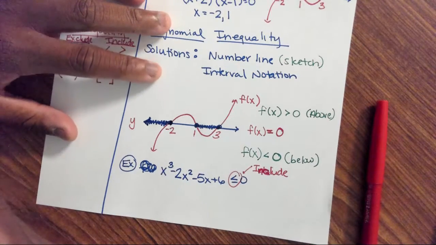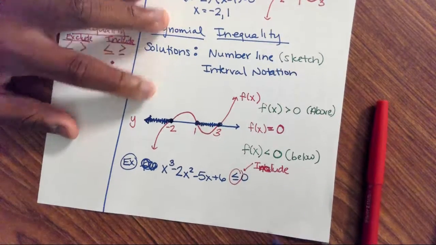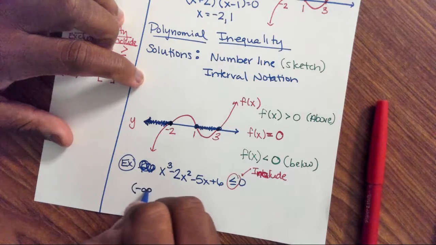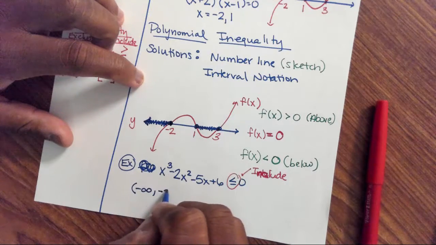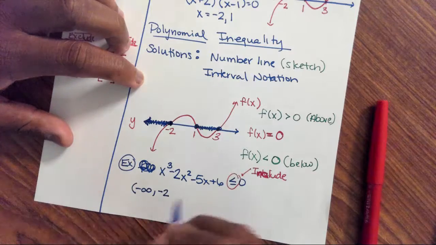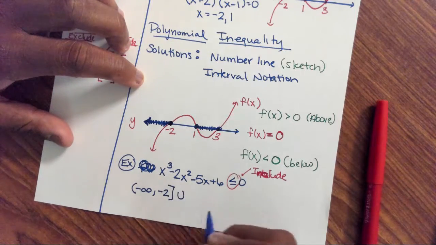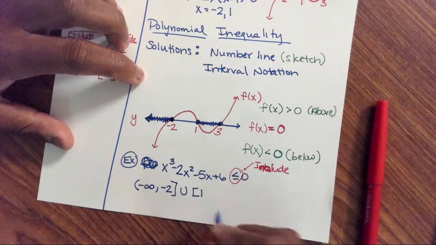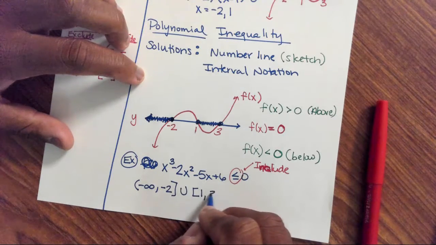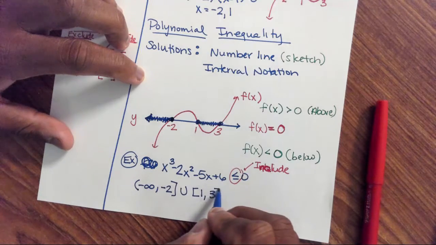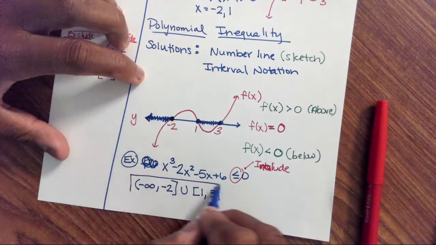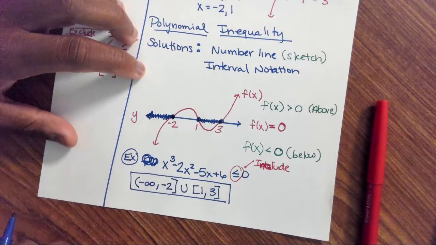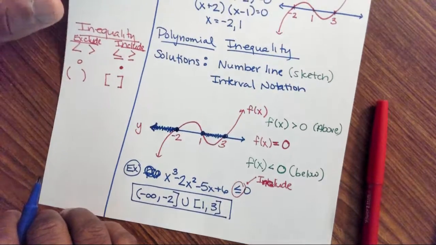So what does this arrow mean right here? That's -infinity up to -2. Do we include or exclude -2? Include it. Union. Then from 1, include the 1, to 3. And here's the answer. Y'all got that? Let's do another example.